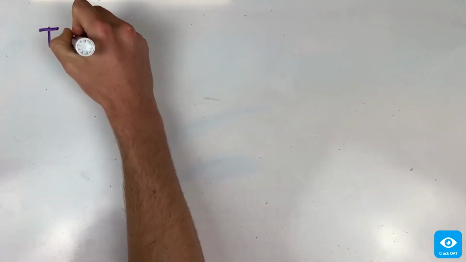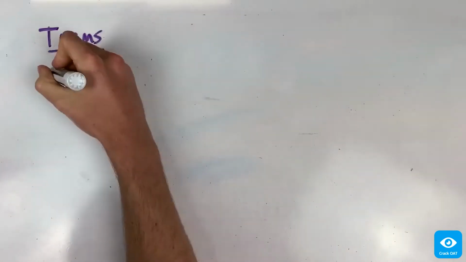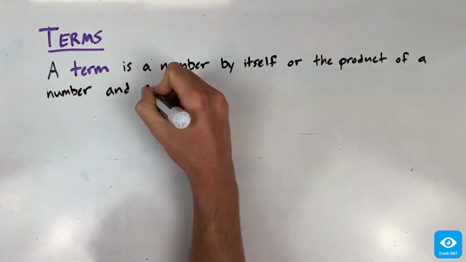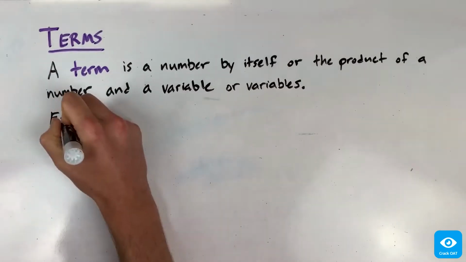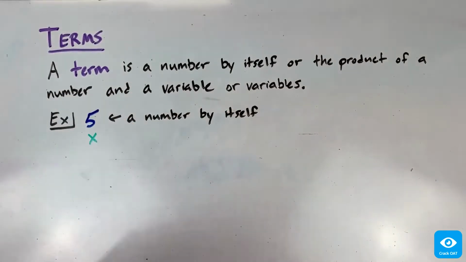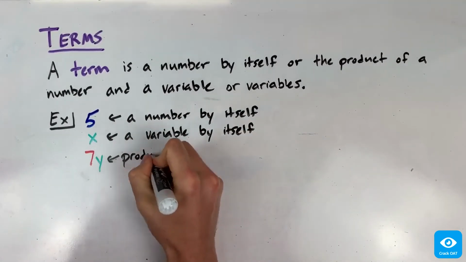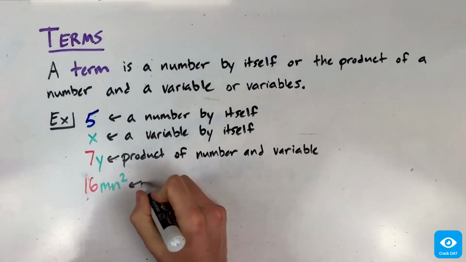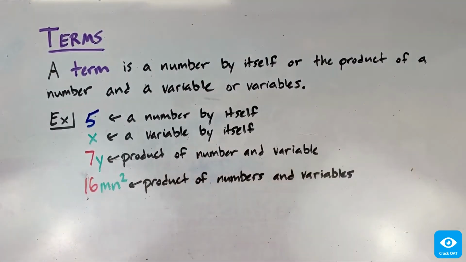First off, let's quickly revisit terms. A term is a number by itself or the product of a number and a variable, or more than one variable. So for example, we could have 5, a number by itself, x, a variable by itself, 7y, the product of a number and a variable, or 16mn squared, the product of a number and more than one variable.